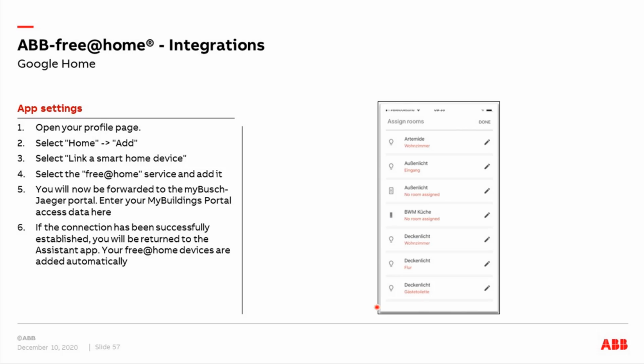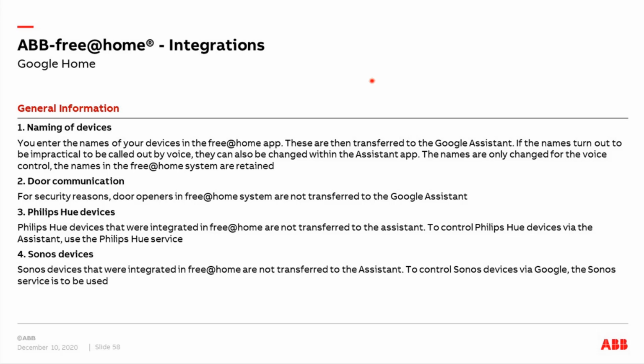If you don't want to use some of the lights, for example, you can also deactivate them. So the rules and the general information are more or less the same here. Door communication will also not be transferred to Google Assistant due to security reasons. Philips Hue and Sonos have to be controlled separately, not via the Free at Home skill.